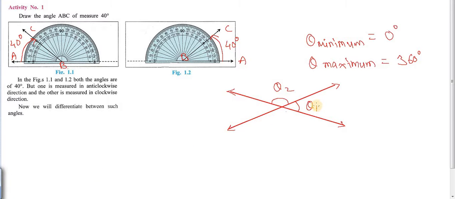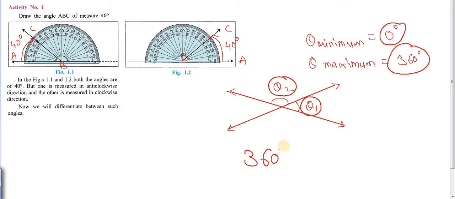Also, if we consider the angle between two lines, say theta 1 and theta 2, this one is theta 1 and this is theta 2. Depending upon whether the lines are parallel to each other or anti-parallel to each other, the minimum value of theta will be 0 degree and the maximum value of theta will be 360 degree. Using the conventional concept of angle, we cannot have an angle of measure greater than 360 degrees. This is the reason why we need a concept of directed angle.